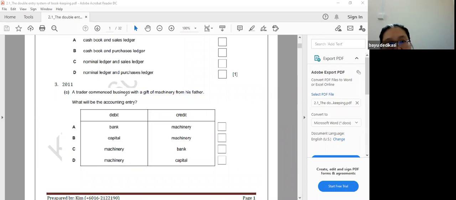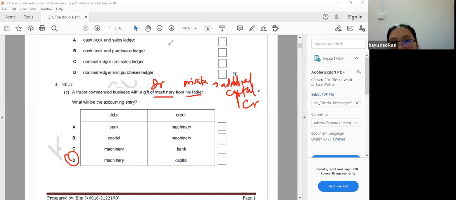A trader commenced business with a gift of machinery from his father. His father is a private individual, so this is additional capital. Capital giving out, receive machinery. So machinery has to be debited, capital has to be credited. So the answer is donkey.